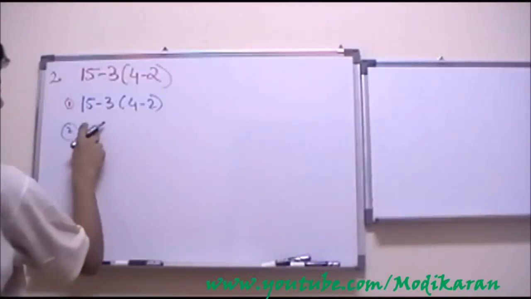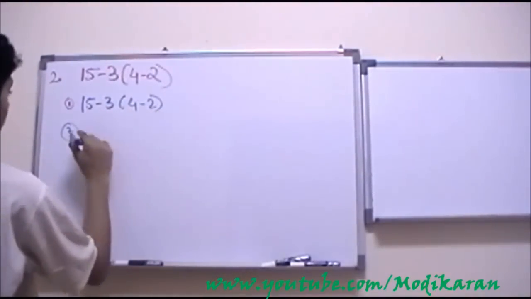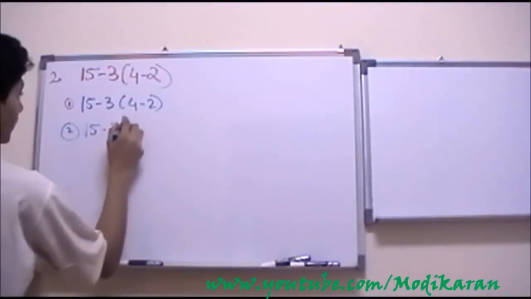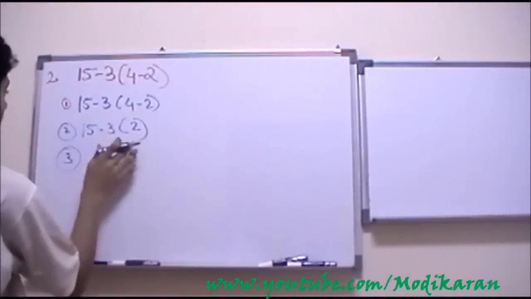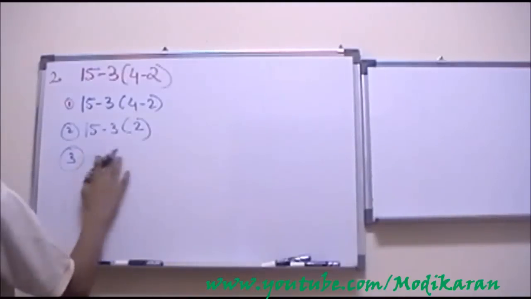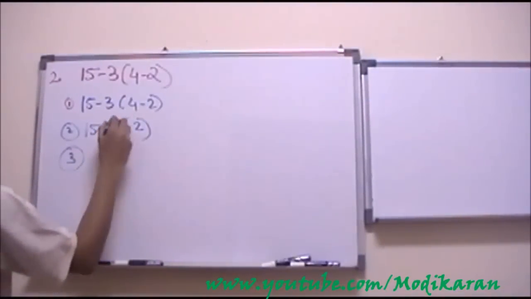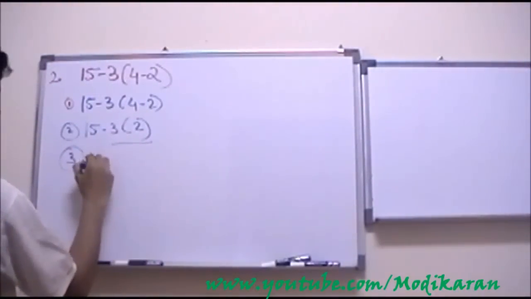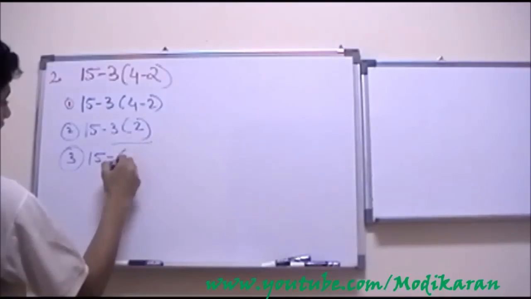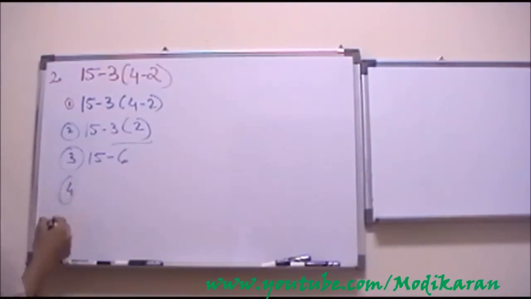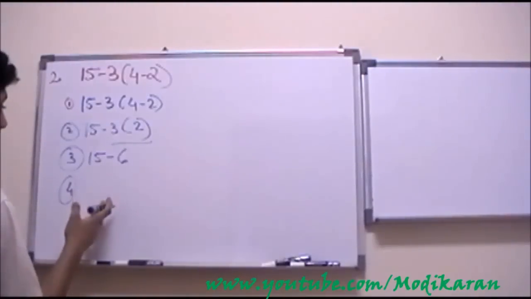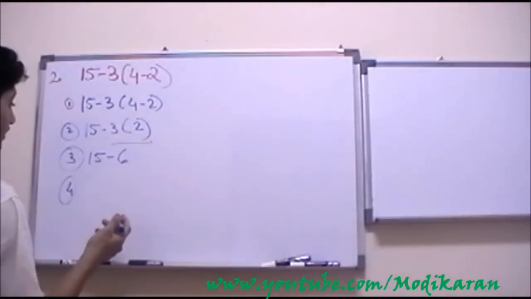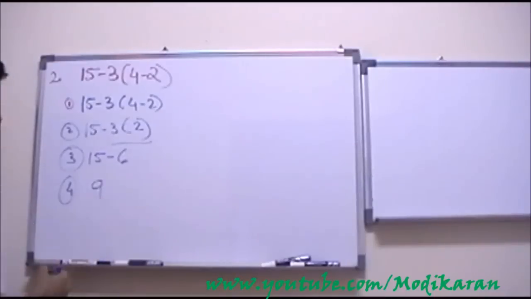Second step, parenthesis, 4 minus 2 is 2. Third step, check whether multiplication or division. Well, there is no division, but there is multiplication right here. So 3 times 2 is 6. Fourth is, when you do that, 15 minus 6, basically you get 9. So your answer is 9.